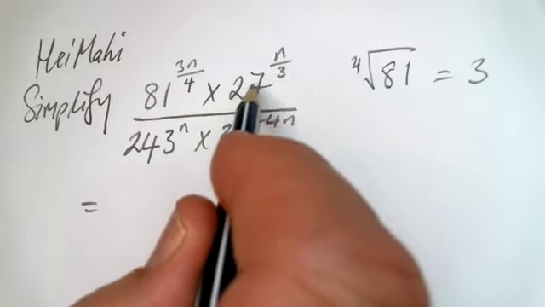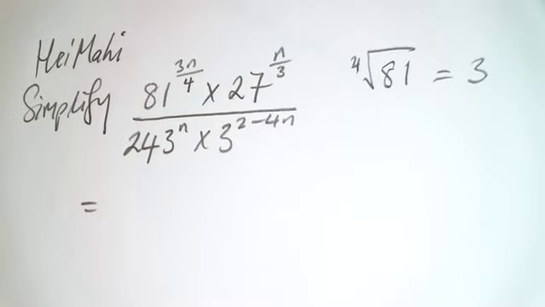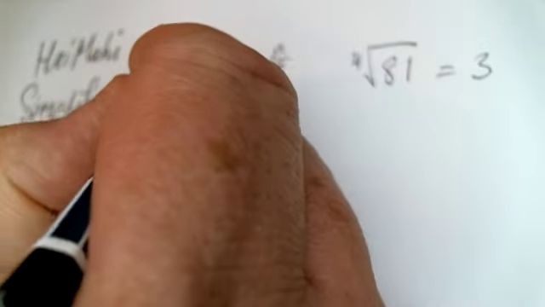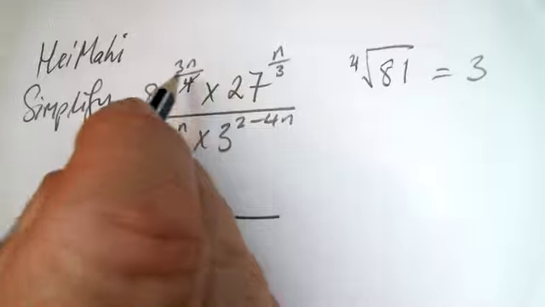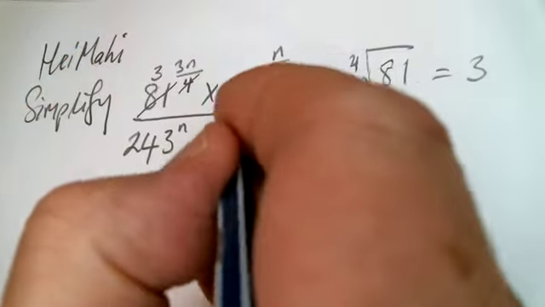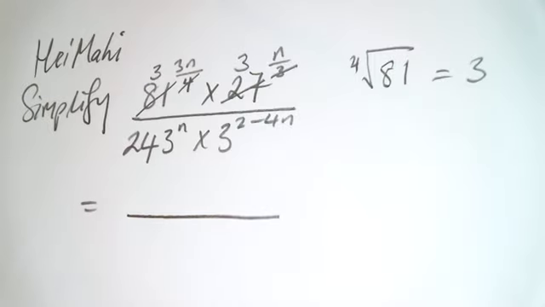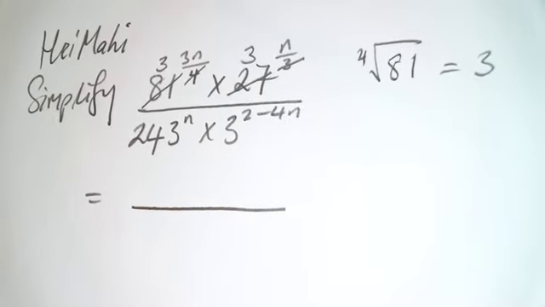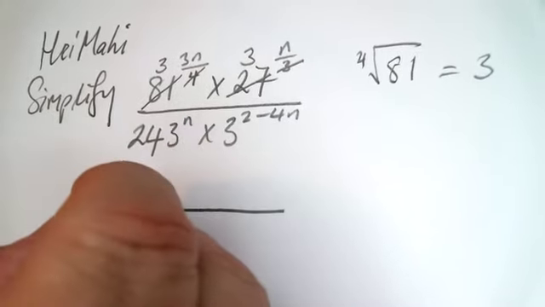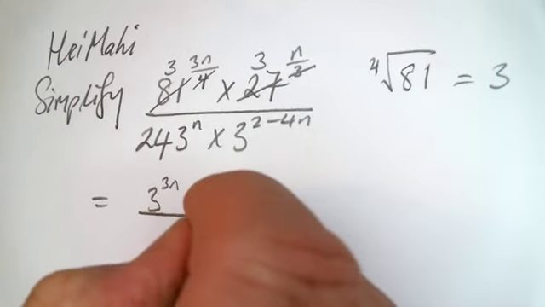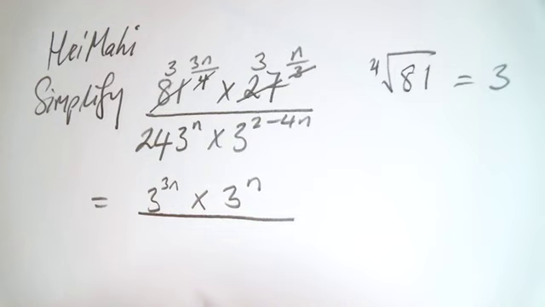27, the third root of 27, is also going to be 3. So I can go here now, cross out the 81 and the fourth root. Fourth root of 81 is 3. The third root of 27 is also 3, because 3 times 3 times 3 is 27. So let's replace that now. So I've got 3 to the power of 3n on the top, and I've got 3 to the power of n right next to it.